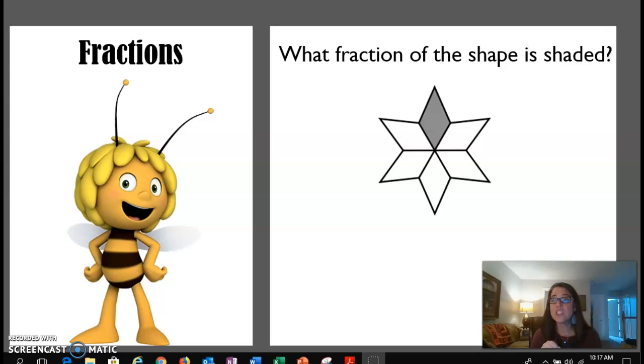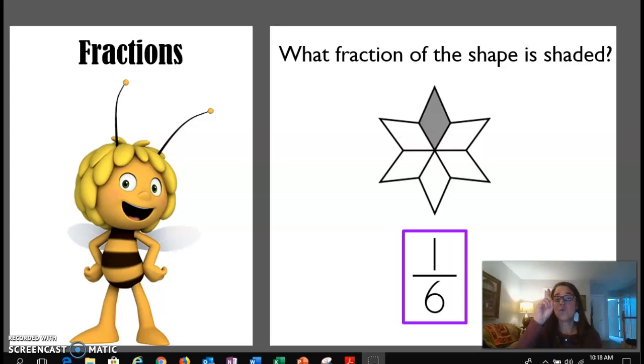How many of them are shaded? Just 1. So the part that is shaded is what we are thinking about first. Then how many pieces are there in the whole entire star? There's 6. So we have one part shaded out of 6 altogether. So again, one part shaded out of 6 altogether. The part that is shaded always goes on the top. The number on the bottom is always how many pieces there are in the whole thing.